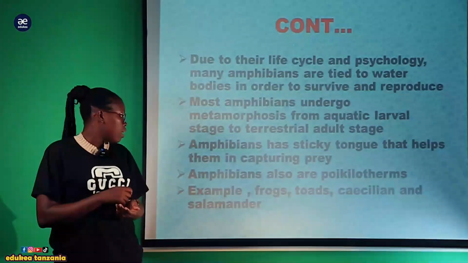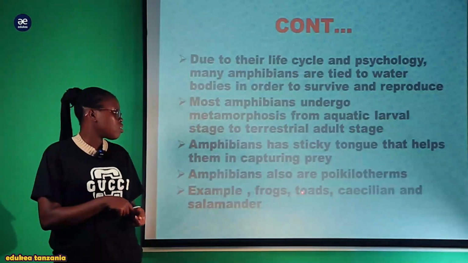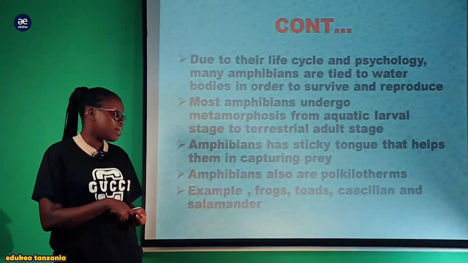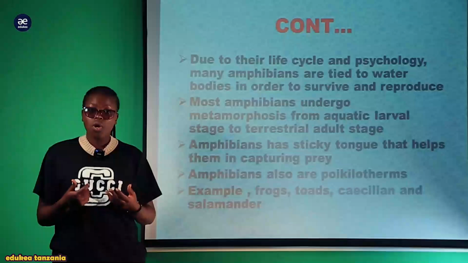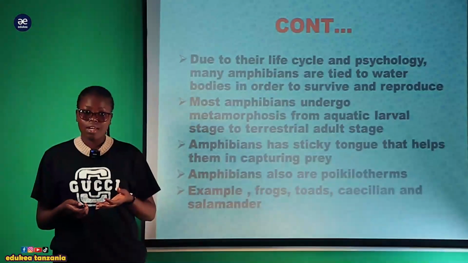Vile vile example wa amphibia kuna frogs, kuna toads, kuna caecilian pamoja na salamander. These are the examples of the organisms or animals which are found within the class amphibia.